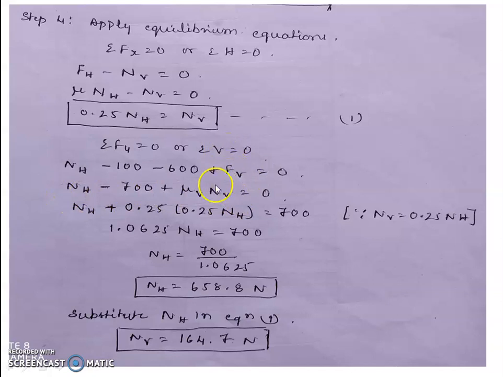Then in the equation, for FV I substitute mu into NV. Mu is 0.25, here it is substituted, and for NV I substitute this value, 0.25 NH, since NV is equal to 0.25 NH, is equal to 700. Then the equation simplifies to this form: 1.0625 NH is equal to 700. NH is worked out to be 658.8 Newton. Then I substitute back NH in this equation to get NV. Then NV is worked out to be 164.7 Newtons here.